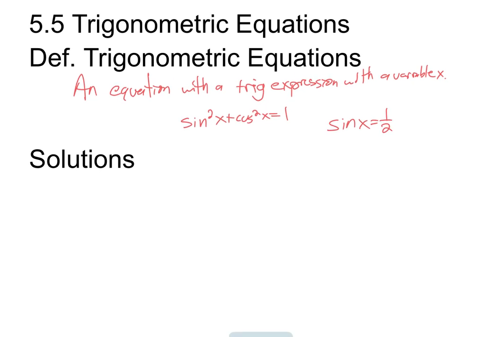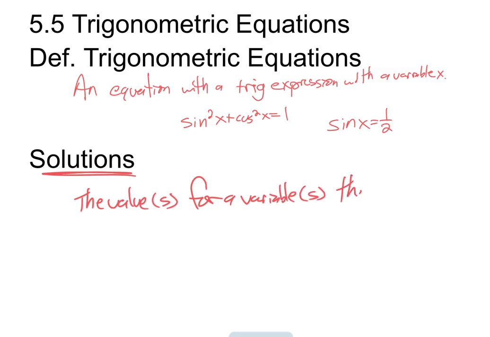Now, I'd like to write here also my definition for solution. It is the value or values for a variable or variables that make an equation true. So whatever value we can put in for x that makes the equation true is a solution.